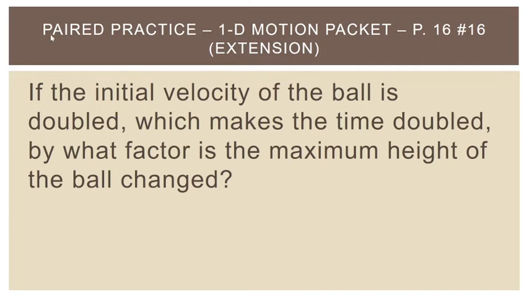Okay, so this question here says if the initial velocity of the ball is doubled, which makes the time doubled, by what factor is the maximum height of the ball changed? So let's take a look at this one. So we're told and we know, because this is what we solved for in the beginning, that the new initial velocity of the ball is 2 times the old initial velocity of the ball. We know, of course, when this thing gets to its maximum height, the velocity is 0. And we're now looking for how that affects the new maximum height of the ball.